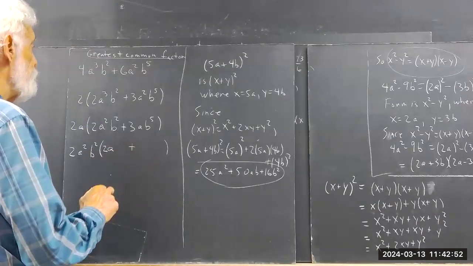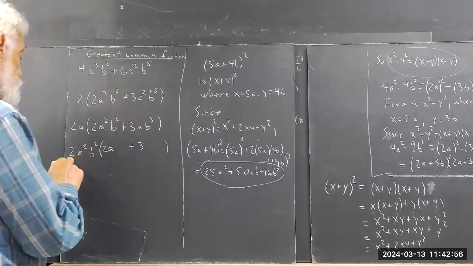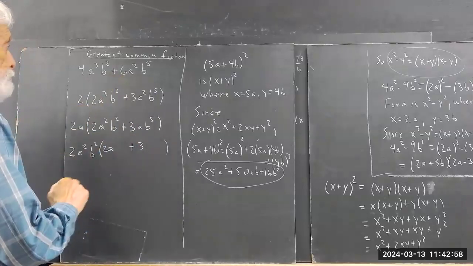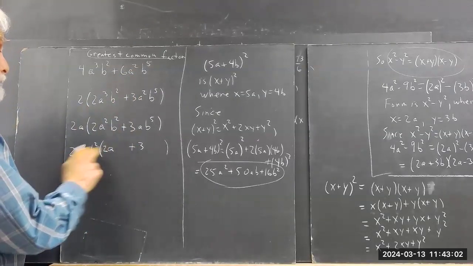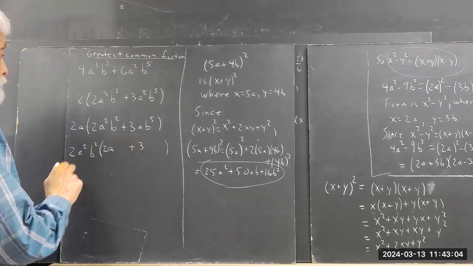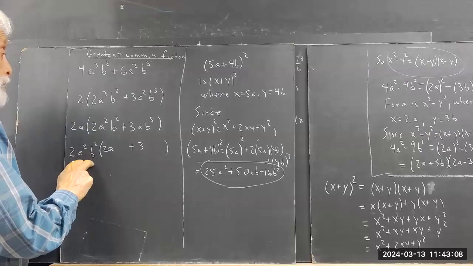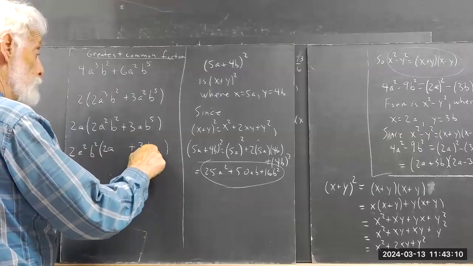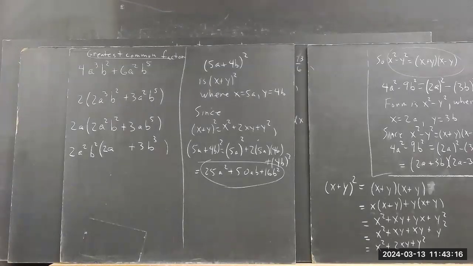Now over here, what do I need? I need 3 because I got to get 6. 2 times 3 is 6. I need a squared. I've got a squared, so I don't need any a. I need b to the fifth. I've already got b squared, so I need b cubed. Okay, does that make sense?